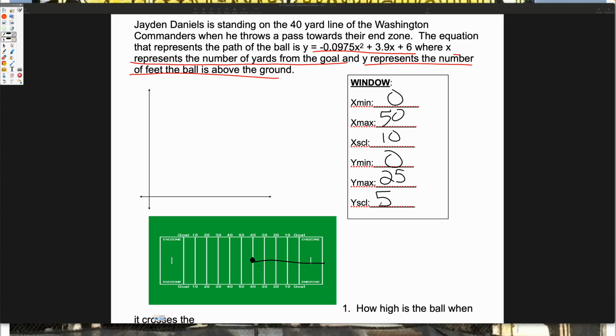All right, what happened to my graph? Hmm. It went really high. We can't see the top of it, can we? So let's go back to our window and raise that Y max, because the Y max just tells you how many Y values you could look up to. So let's raise that Y max from 25. Let's go to 50 on our Y max.